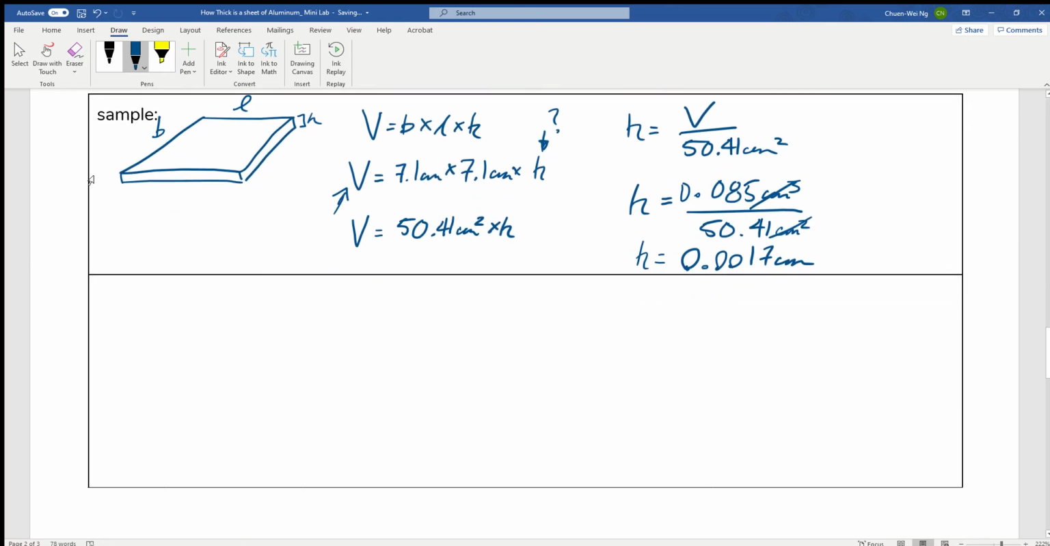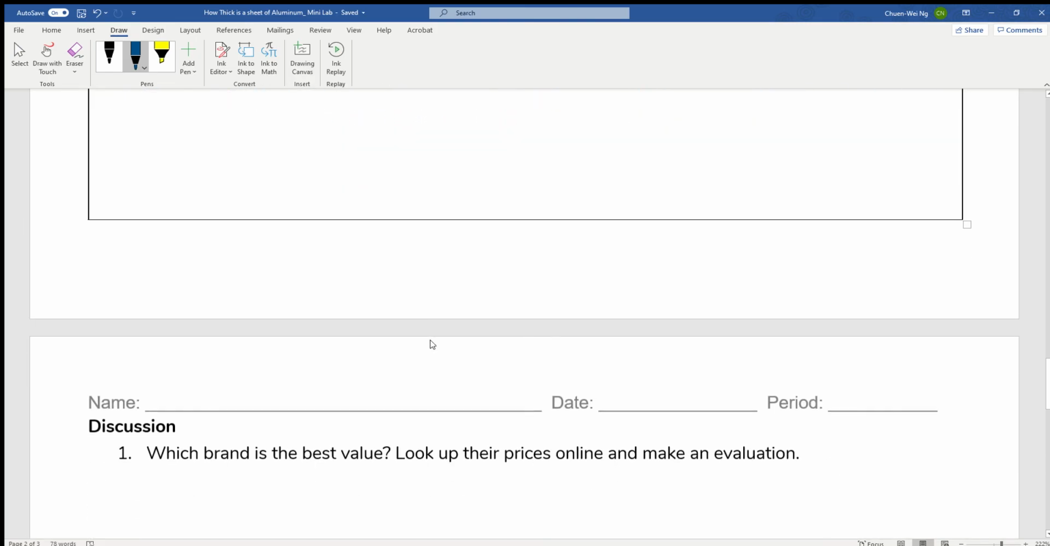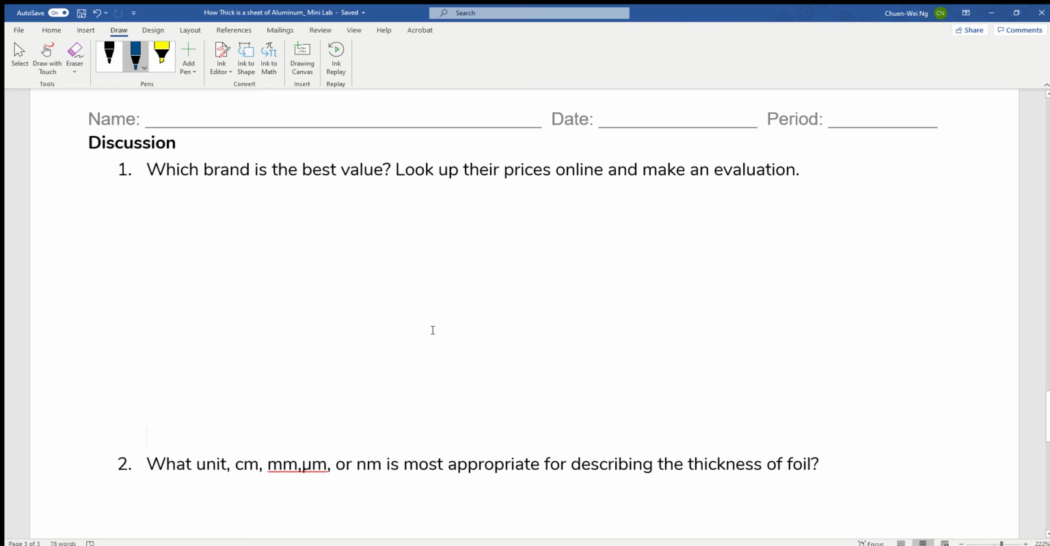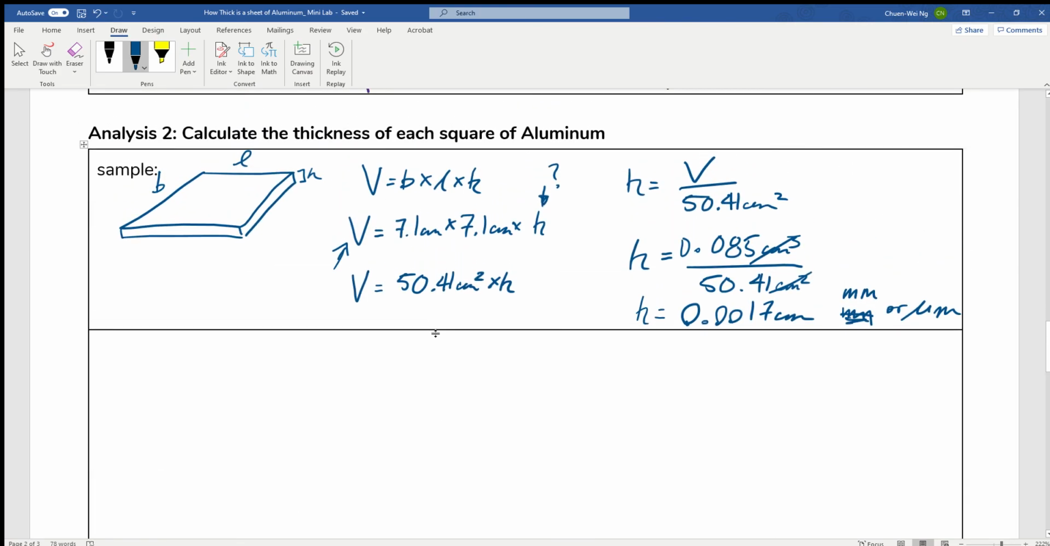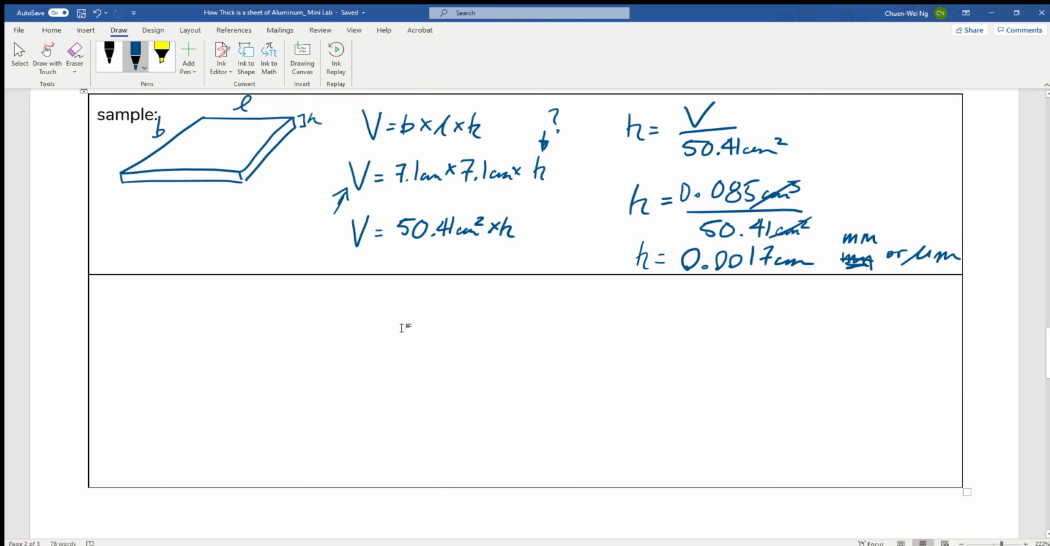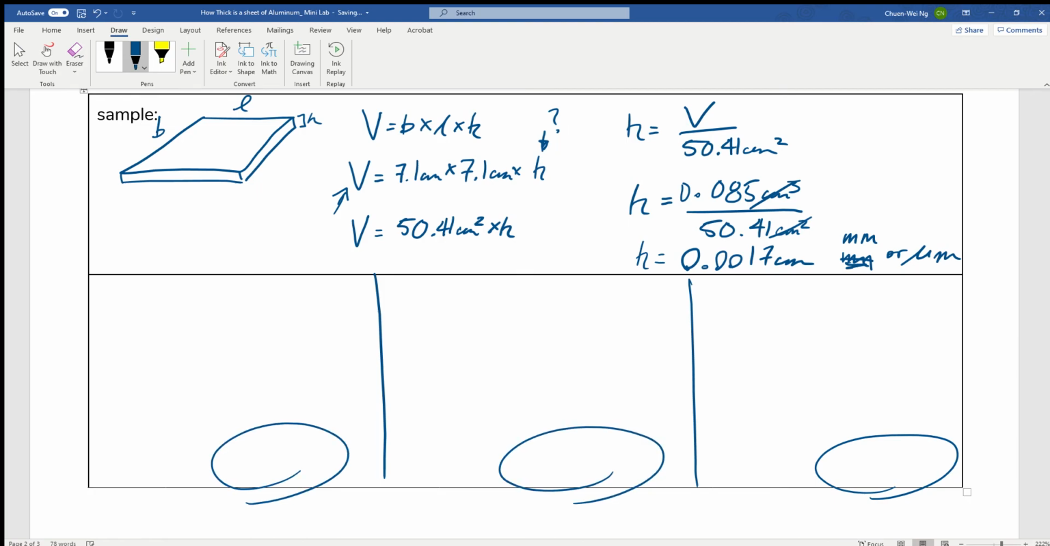So I challenge you to convert this to millimeters, or maybe even micrometers, right? 1 millionth of a meter, okay? And that's actually one of your discussion questions. So after you do your little math up here, right? So do your own math. I gave you a sample. Do it 3 times over with your own data. Great. Find how thick each piece of aluminum is.